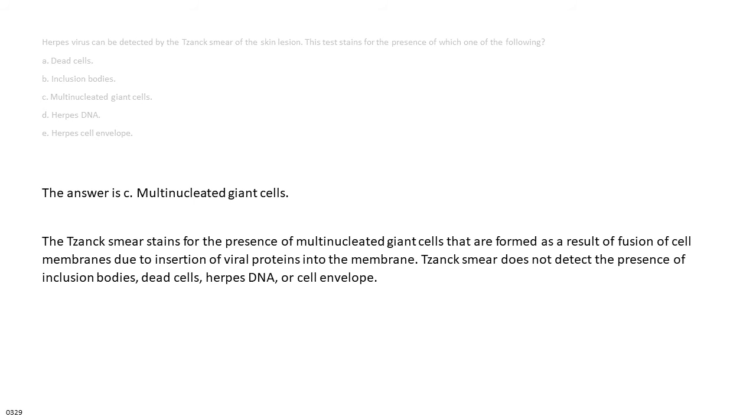The answer is C. Multinucleated giant cells. The Tzanck smear stains for the presence of multinucleated giant cells that are formed as a result of fusion of cell membranes due to insertion of viral proteins into the membrane. The Tzanck smear does not detect the presence of inclusion bodies, dead cells, herpes DNA, or cell envelope.